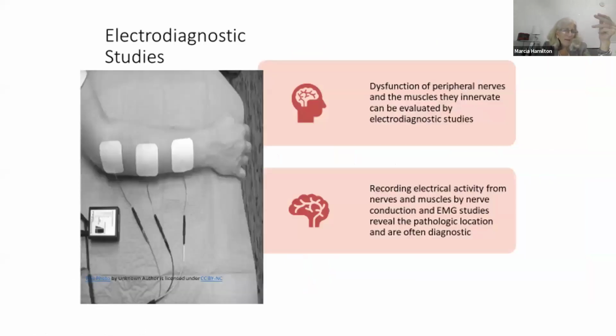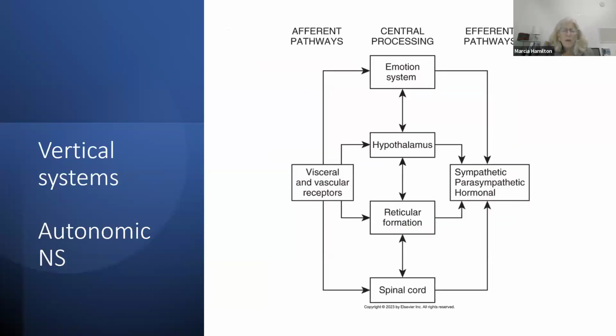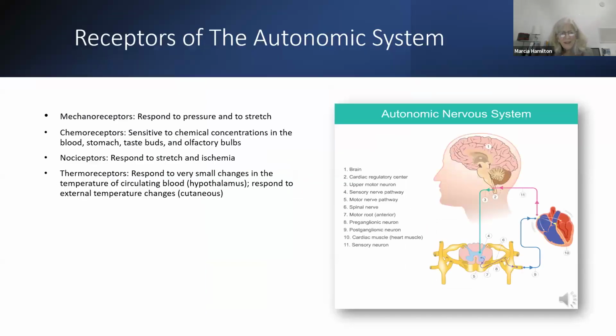There will be tests that can measure the dysfunction of the peripheral nerve. So thinking about EMG, recording the electrical activity. And we think about how in your modalities course, when you get to 4th term, you'll be learning about electromodalities and how they're used in treatment. I think we're good with this one because we talked about these things.